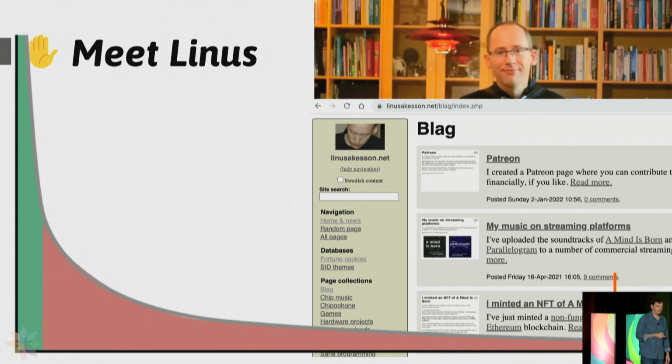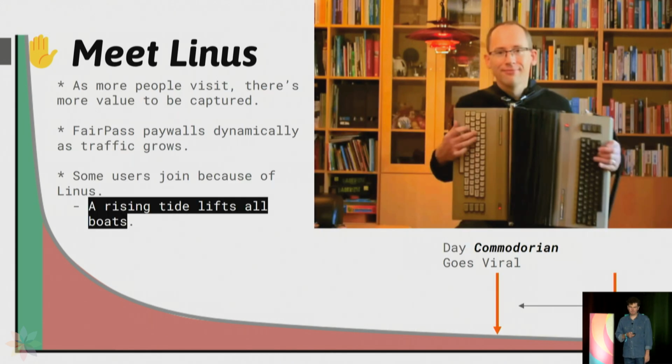But then Linus did something really amazing. I don't know if anyone had a Commodore 64 or not, but it's the computer that I started programming on. And this is 2 Commodore 64s and an accordion body stitched together. And he basically created a musical instrument called the Commodorian. And the Commodorian plays music from the SID chip of the Commodores. And maybe this isn't world-changing, but it certainly is interesting, and it certainly caused Linus's traffic to go up.